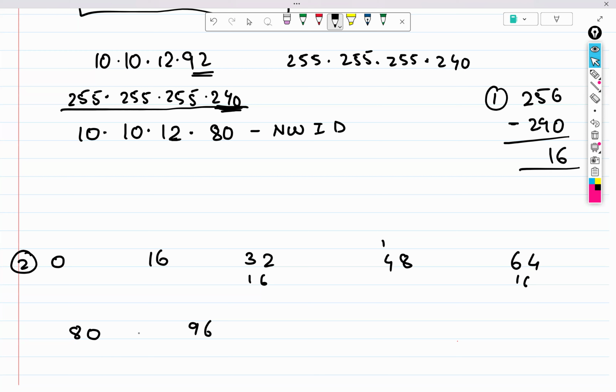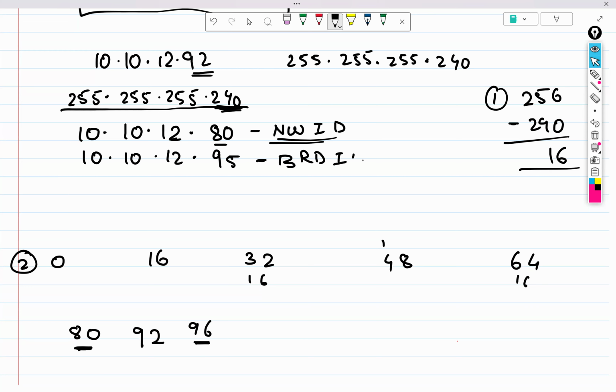What is the broadcast ID? Our 92 is between 80 and 96. So the lower number of these will be the network ID. Now, the broadcast is one less than the next, larger number. So 10.10.12.95 is your broadcast ID.